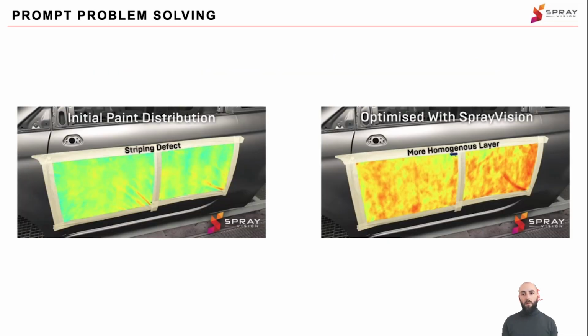Here we can have a look at one of the projects that we did for our customer using our technology. On the left side, you can see the original state of the production. On the right side, you can see the optimized process. On the left, we can see a significant striping defect, which was caused by a fault of the applicator and also by an incorrect setting of the SB50 overlapping.